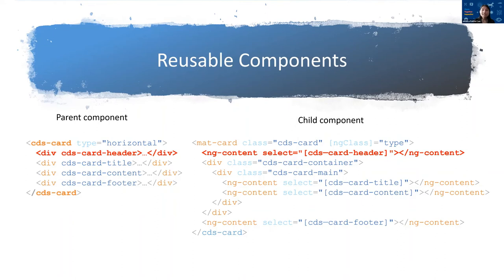To show you a slightly simplified version of the code side by side, on the right is how we built this card component using a basic matte card component and content projection. And on the left is how an engineer would use our card component by filling in the content. As you can see, we are using multiple slots for content projection. In this case, the CDS card header is highlighted. Here we have CDS card title, CDS card content, and CDS card footer.